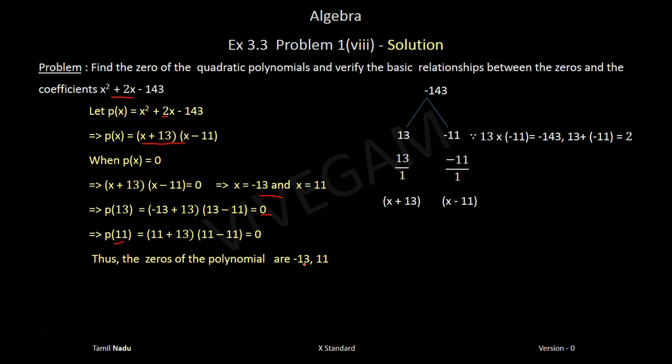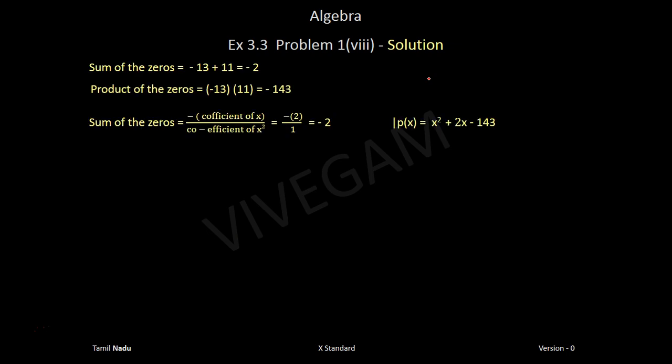What's the next step? We have to prove the basic relationship. We found the zeros to be minus 13 and 11. So what's the sum of the zeros? Minus 13 plus 11 is equal to minus 2. And the product of the zeros is minus 13 into 11, that is minus 143. Now, what is the polynomial? It's x square plus 2x plus, minus 143. The coefficient of x square is 1, the coefficient of x is 2, and the constant is minus 143.